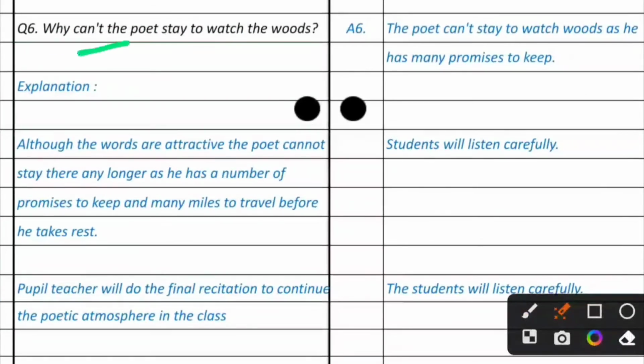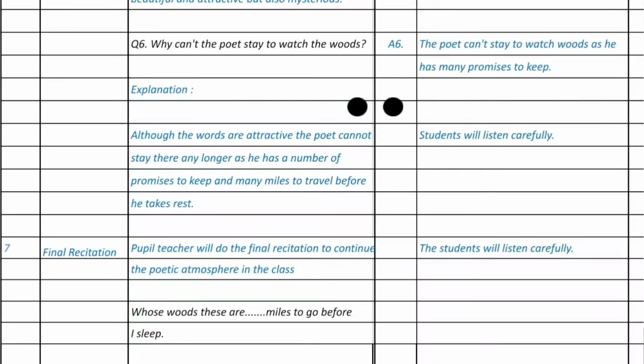And then she'll ask the sixth question, why can't the poet stay to watch the woods? And the answer will be, the poet can't stay to watch the woods as he has many promises to keep. And then again the teacher will give the explanation and students will listen carefully. In this way, the pupil teacher can ask 5 to 7 questions.